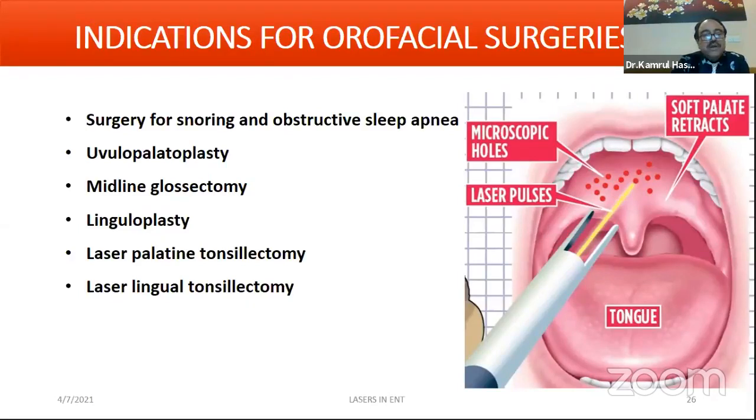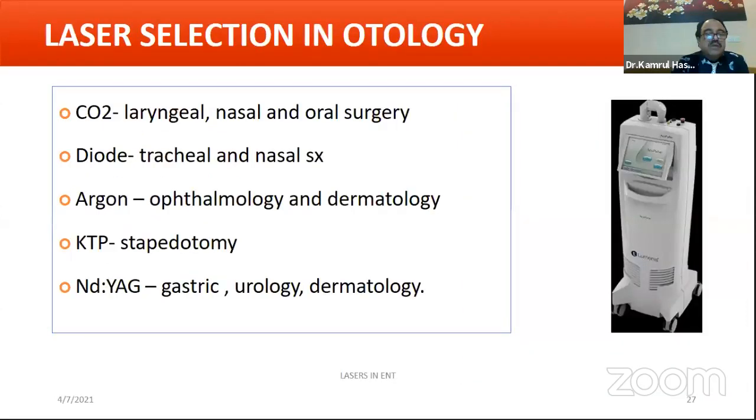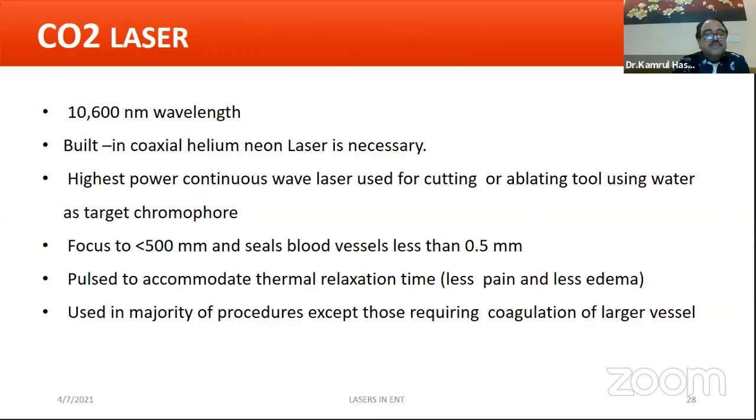So we prefer the carbon dioxide laser, or sometimes, if the stenosis is thicker, some prefer the diode laser. CO2 laser is used for laryngeal, nasal, and oral surgery. Diode is used for tracheal and nasal surgery. Argon in ophthalmology and dermatology. KTP in stapedotomy. YAG in gastric, urology, and dermatology. Especially in gastric work, the YAG laser is used for making a pathway.